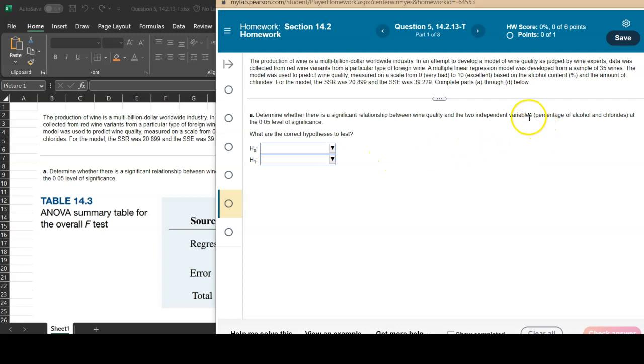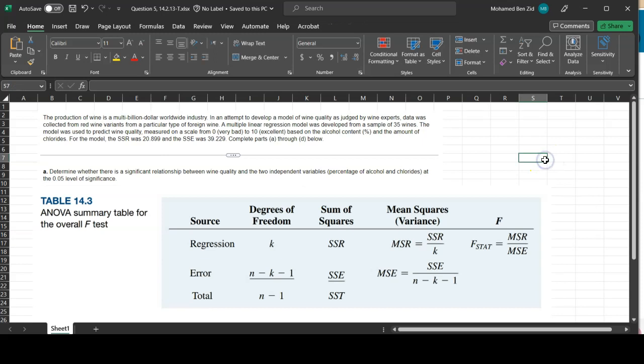Question 5, we want to complete the parts from A through D, and the first question is to determine the hypothesis testing H0 and H1.